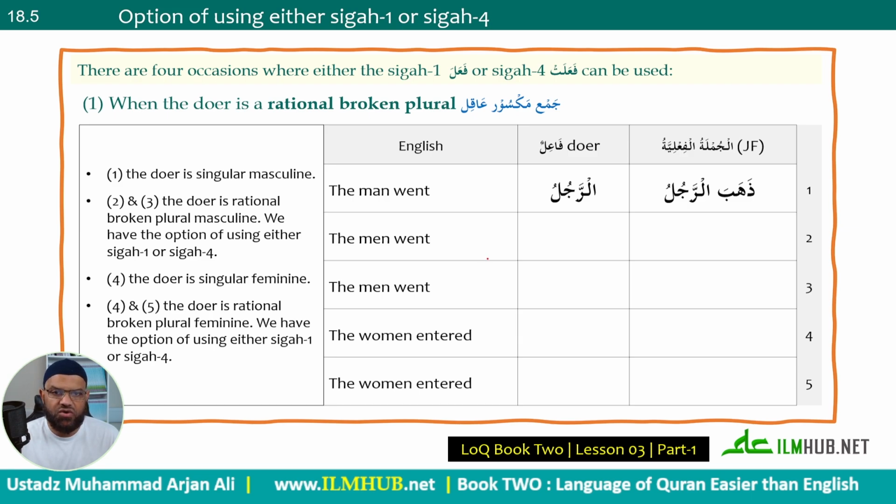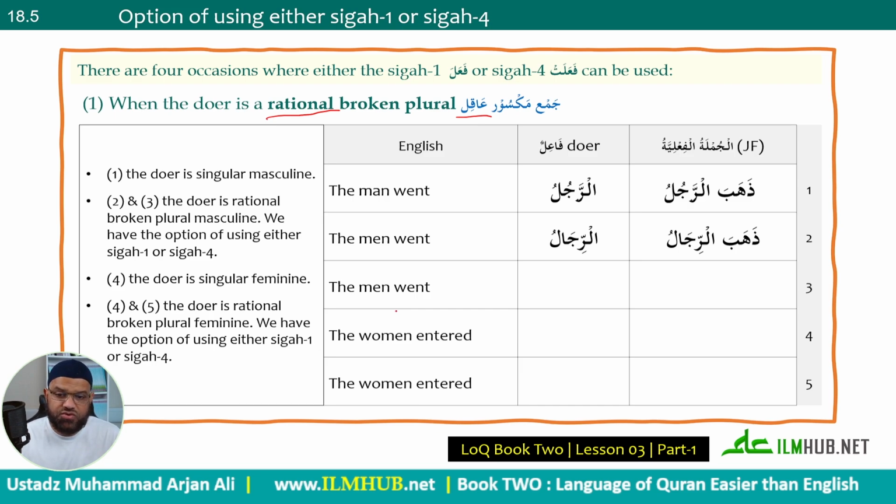Now we have the doer being number 1: the doer is a rational broken plural. So aqil, that is human broken plural. So for example, ذهب الرجل, the man went. If I want to say the men went, of course I can follow the rule and say ذهب الرجال. Rijal is the plural of rajul, and ar-rijalu will be the doer here, plural. It's broken, masculine, but it's rational. So we're using the standard rule.